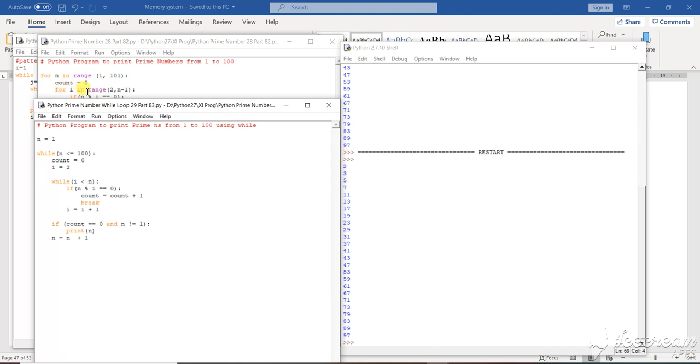What I have done is, for i in range 2 to n minus 1. So 2 to n minus 1. So as we find it, 2 to n minus 1. So we are going to have this particular structure, 2 to n minus 1, that you are going to see, the structure format, how the structure is working.